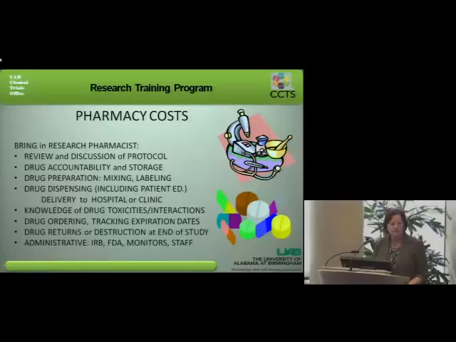They'll need to give you information in terms of what it's going to cost to dispense the drug, mixing it, labeling it, storing the drug. Ordering and tracking will be maintained by your research pharmacist if you have one. They will be responsible for drug returns and or destruction at the end of the study. They will also interact with possibly IRB queries, FDA queries, monitors, and the staff performing the study.